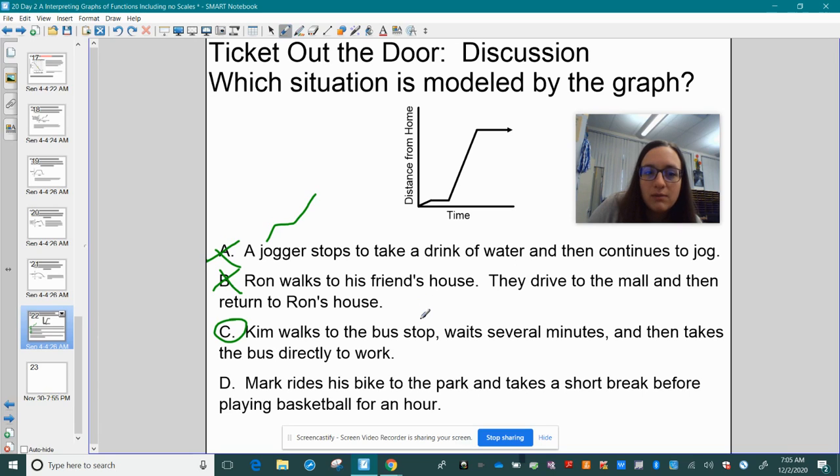This one would be they walk to the friend's house, maybe they sit there for a little bit, and they drive to the mall, and then they return back. This one would be like riding the bike, taking a short break, and then playing basketball might be like this. Maybe they're closer, further, depending on how it is in relation to the house.